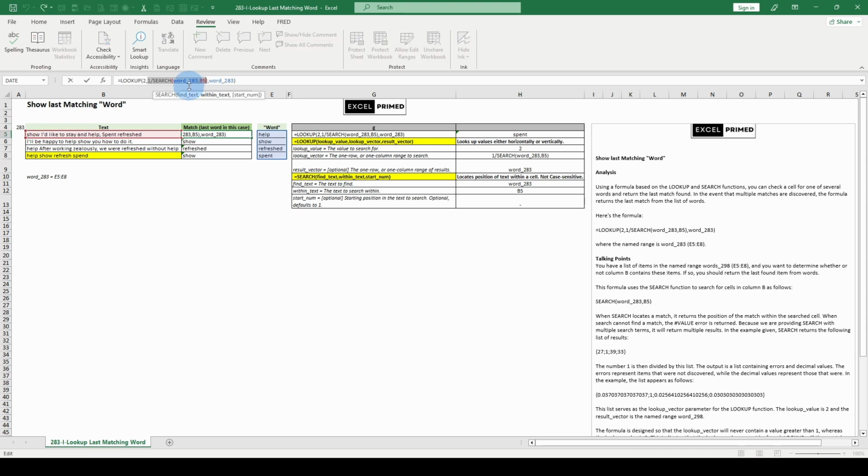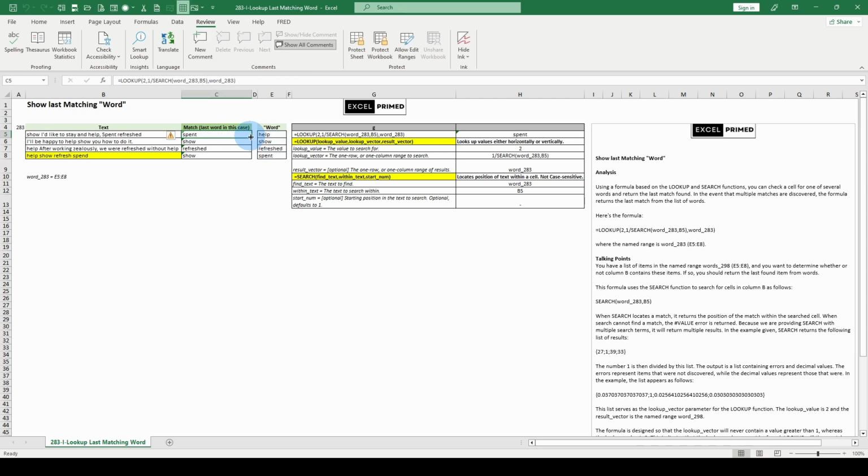Well, we don't have to do that. We can just look at the lookup vector here, not the result vector. And here, remember that number? 1 divided by 39 was 0.0, blah, blah, blah, and 1, and then so on and so forth.